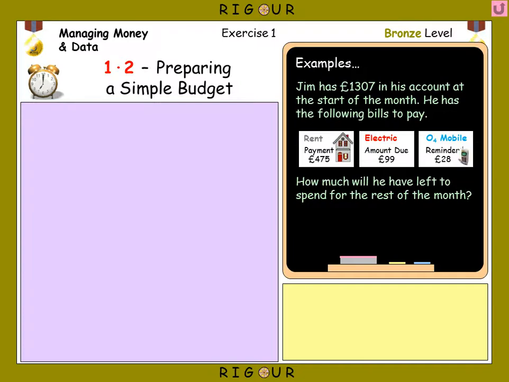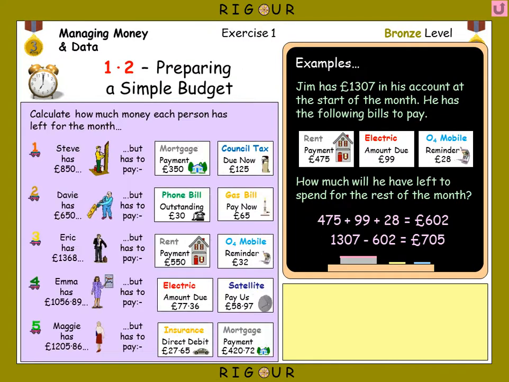So this is a two-step question. What we've got to do is add up all his expenditure first of all, the 475, the 99 and the 28. That's going to give us £602. You could do that mentally or by use of a calculator. And then once we've got the total outgoings, we have to take that away from the money he has in his bank account. So we need to do £1,307, take away £602. So Jim has £705 left to last him for the rest of the month.